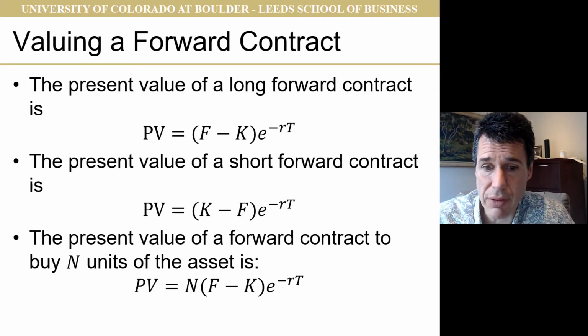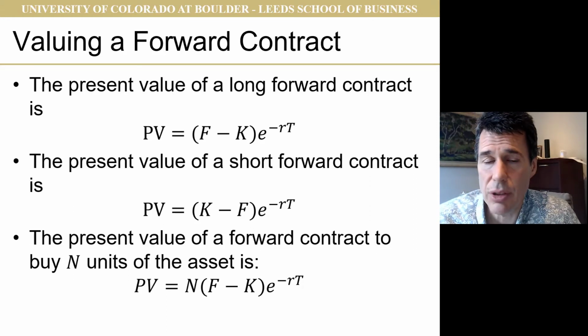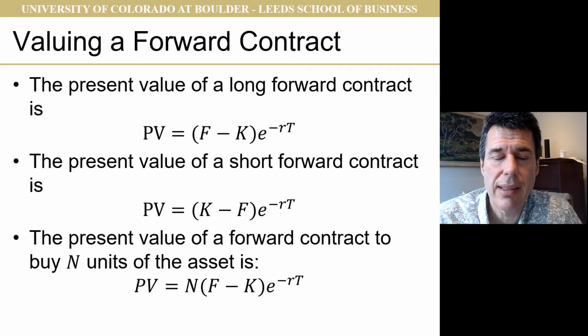And it's pretty straightforward, right? We need to know F. We're assuming here we know F. And again, we know some ways to calculate F. We'll learn some other ways. But the present value equals n times (F minus K) e to the minus rT, where n is the number of units of the asset, number of shares, for example. F is the fair forward price. K is the price we agreed. r is the risk-free interest rate. T is the maturity of the contract.